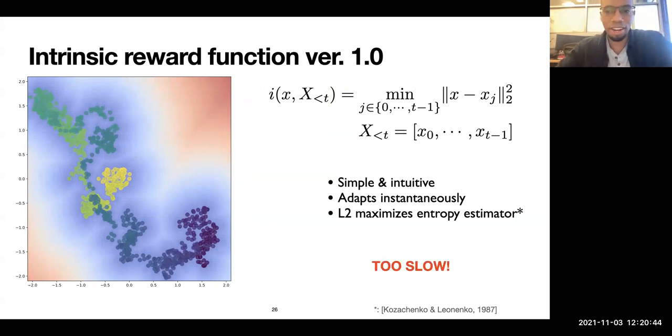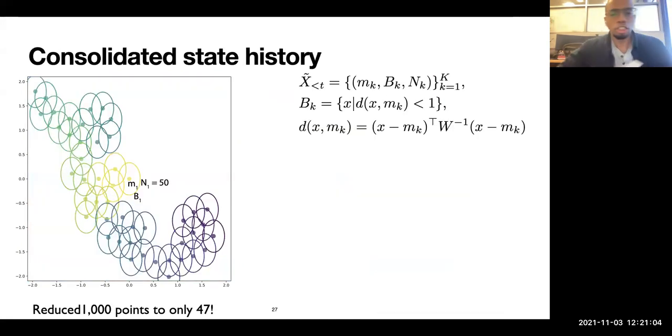But as you can tell, there's a caveat. This method is way too slow. The reason is that the agent has to keep adding every single state that is visited up until time t. So for super long exploration efforts, this set will become huge, and computing this will become way too slow. Of course, we can't use this in an online setting. So the first thing we're going to do is consolidate.